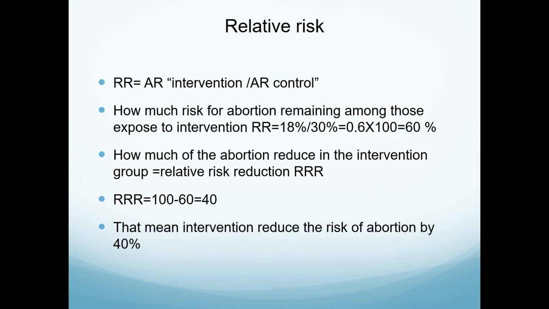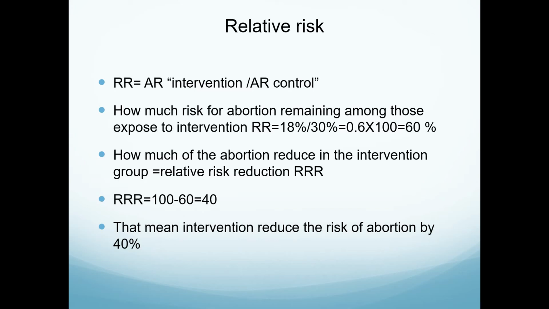The relative risk, we will divide the absolute risk of the intervention by the absolute risk of the control. How much risk for abortion remains among those exposed to the intervention? So 18 divided by 30 will equal 60%. So how much was the abortion reduced in the intervention group? It will be the relative risk reduction. It will be 100 minus 60 equals 40. That means the intervention reduced the risk of abortion by 40%.